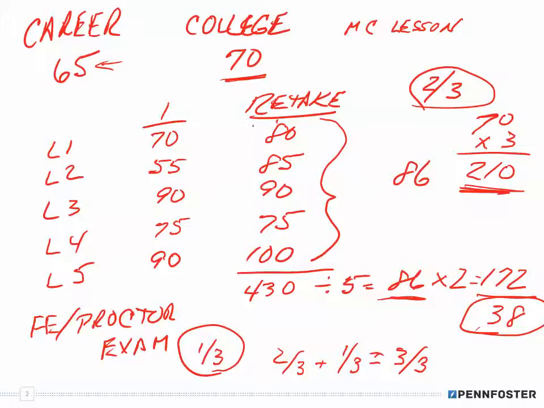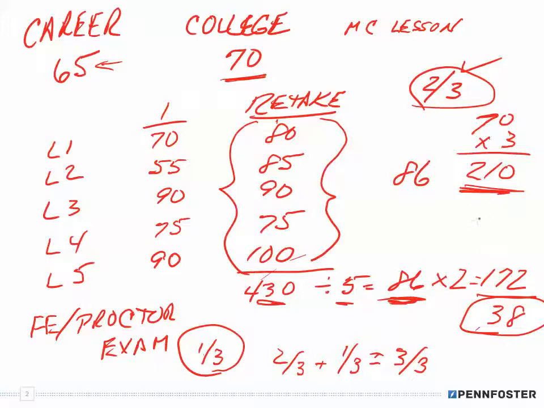So what you do is you take and you average out all of your lesson exams, right? Whatever that total is, you divide by the number of exams, and that'll give you an average for your lesson exams. That average, you multiply it by 2 because it makes up 2/3 of the grade, right? And that gives you some total. Then you add in your proctor exam, okay? So in this case here, let's say you need 38 to pass, because if 210 is passing and you got a 172, you subtract 172 from 210, that means you only need a 38.